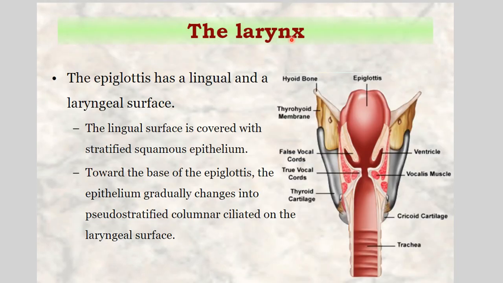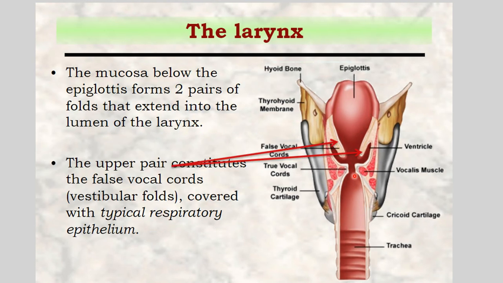The larynx: as soon as we reach the larynx, the first thing we come across is the epiglottis. Below the epiglottis, there are 2 kinds of folds. The first one are the false vocal cords, and the second one are the true vocal cords. The false vocal cords are covered with the respiratory epithelium, and the true ones are covered by stratified squamous non-keratinized epithelium.